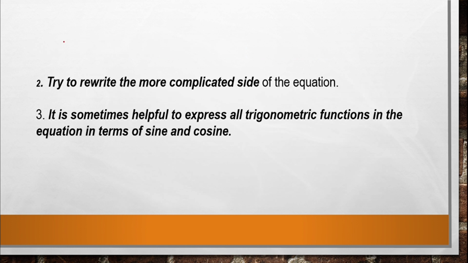Second hint is to try to rewrite the more complicated side of the equation. So we need to choose the complicated side, as we're going to move that one, or prove that one to the left or to the right side, as long as we rewrite the more complicated side. And number 3, it is sometimes helpful to express all trigonometric functions in the equation in terms of sine and cosine. So if we are not familiar with some of the trigonometric identities, it's better to express all those trigonometric functions in terms of sine and cosine.